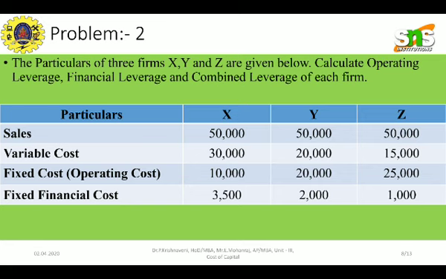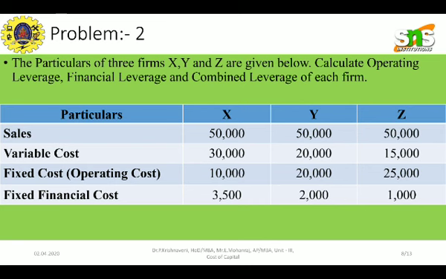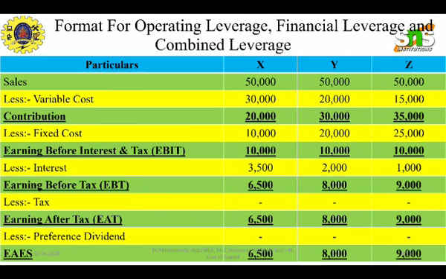Then let's go for the format for calculating the EBIT, EBT and EAT. This is the format: particulars X firm, Y firm, Z firm. The first item is sales. Sales is common, 50,000 for all the firms. The next one is less variable cost. The variable cost is already given in your question: 30,000, 20,000 and 15,000.